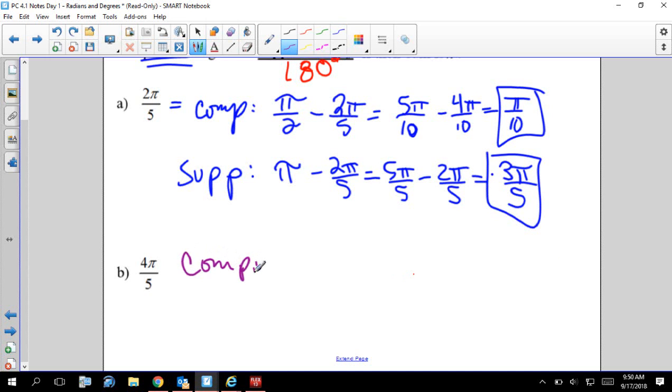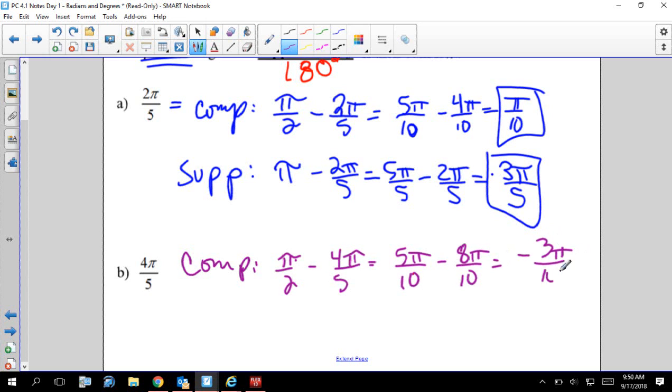So to do the complement for part B, you have to start with pi over 2. You have to subtract off 4 pi over 5. So that's going to be 5 pi over 10 minus 8 pi over 10, which gives me negative 3 pi over 10. Which breaks one of the rules that I underlined about complementary and supplementary.